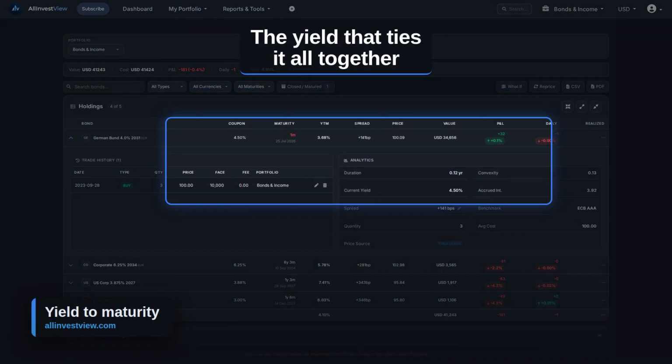Yield to maturity is the number that ties it together. If you buy at today's price and hold to maturity, reinvesting the coupons, that's your annual return. It's the single rate that makes the bond's future cash flows equal its price, solved for each bond and shown alongside the simpler current yield.